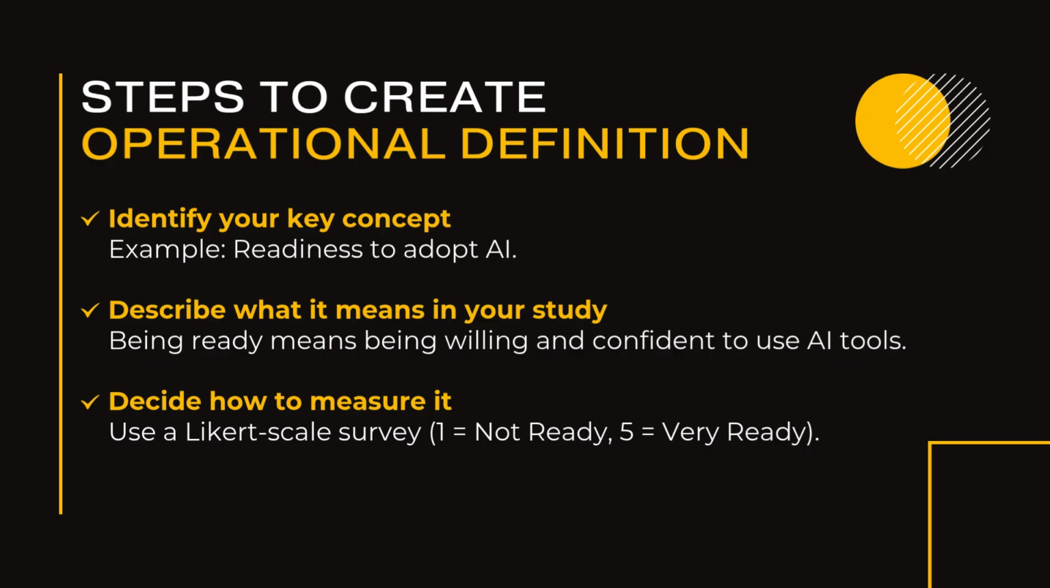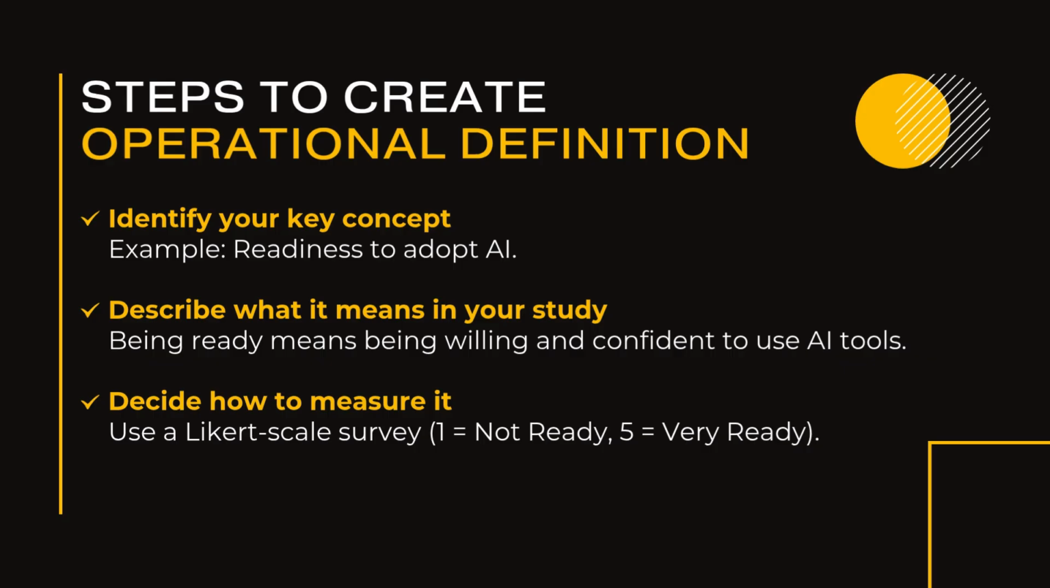Step 2. Describe what it means in your study. Here, you explain how you define that concept within your context. In this case, being ready might mean being willing and confident to use AI tools in daily library tasks. Notice how this step moves from theory to your specific research setting. It makes the idea relevant and contextual.